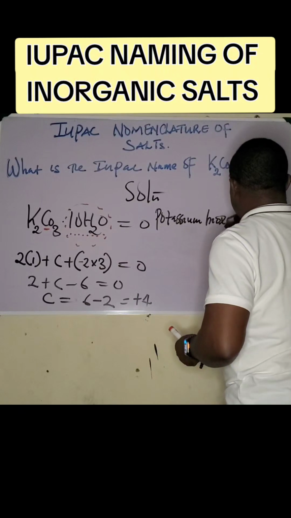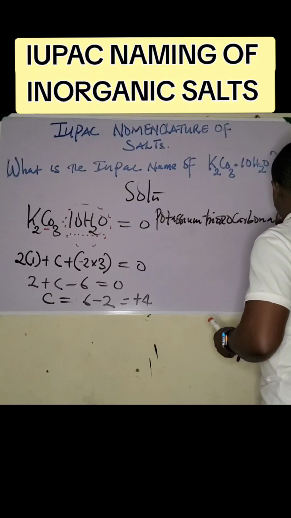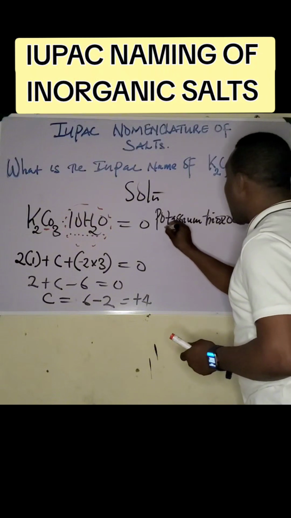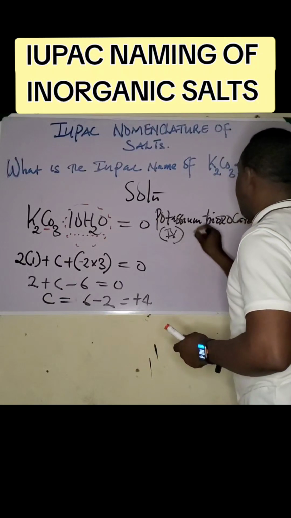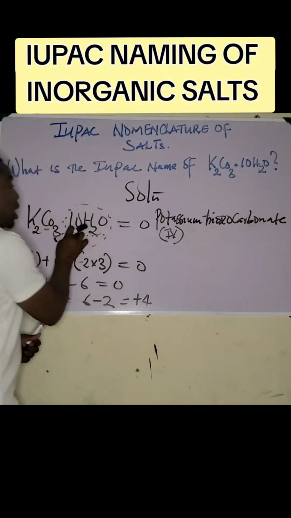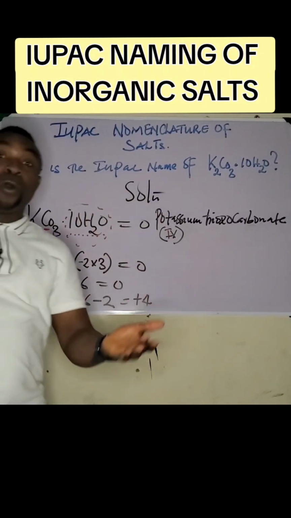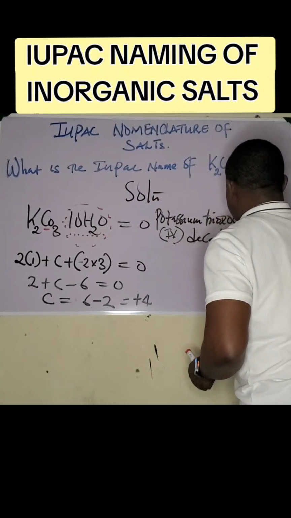The IUPAC name of this compound: you are going to start from the first element, which is potassium. Oxo, carbon becomes carbonate. 4 is the oxidation number of this carbon, so we are going to put it in parentheses, but in Roman numerals. So don't forget these molecules of water. We have 10 molecules of water, and we know that 10 means deca, decahydrate.